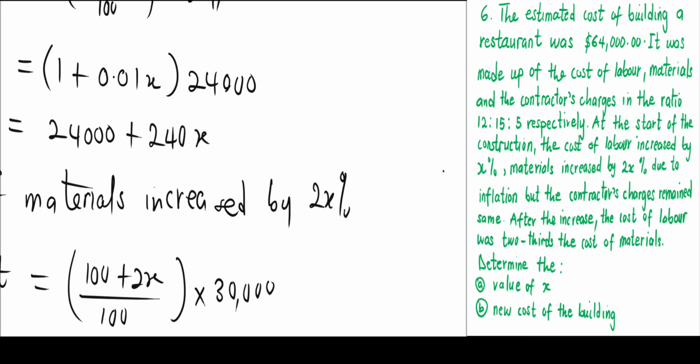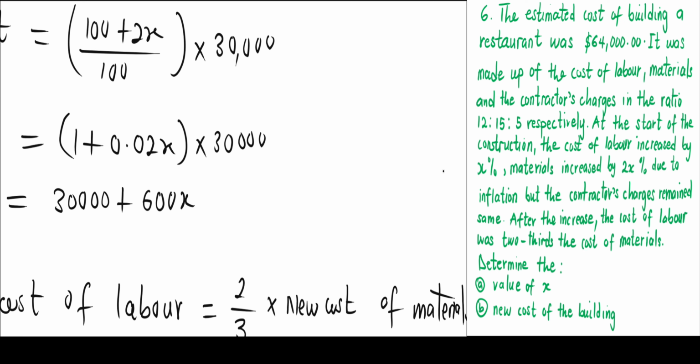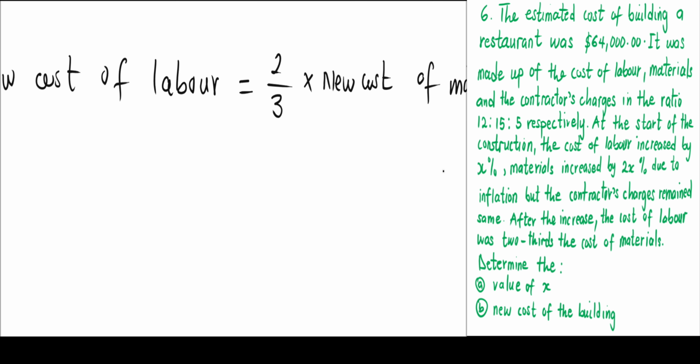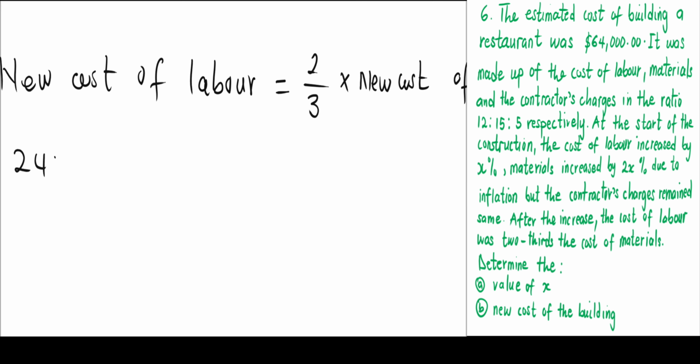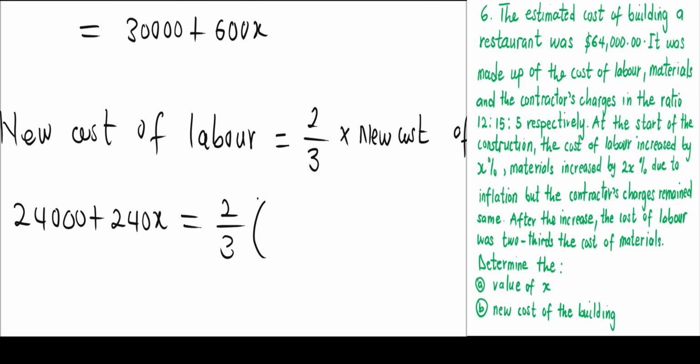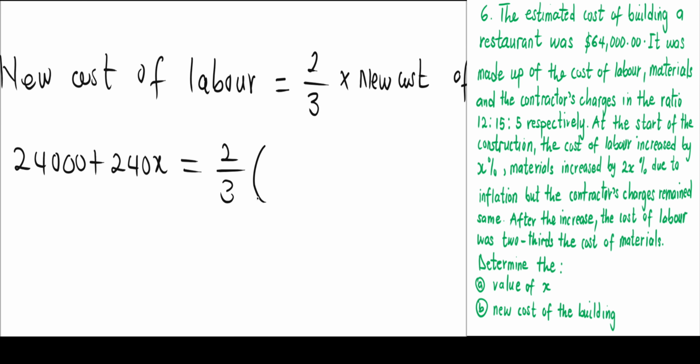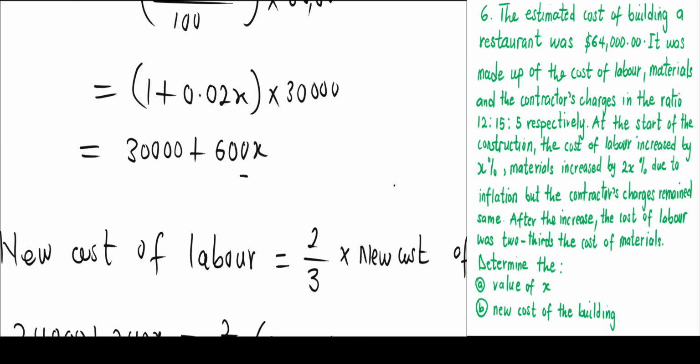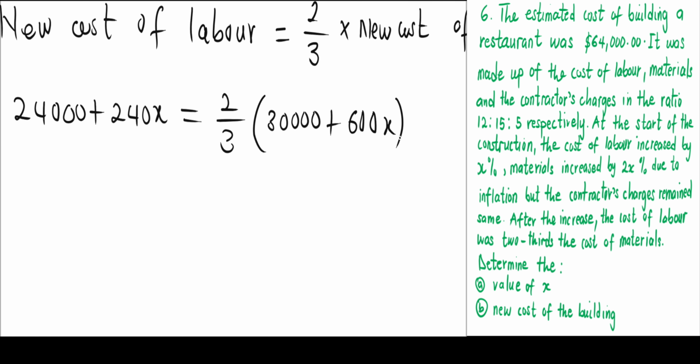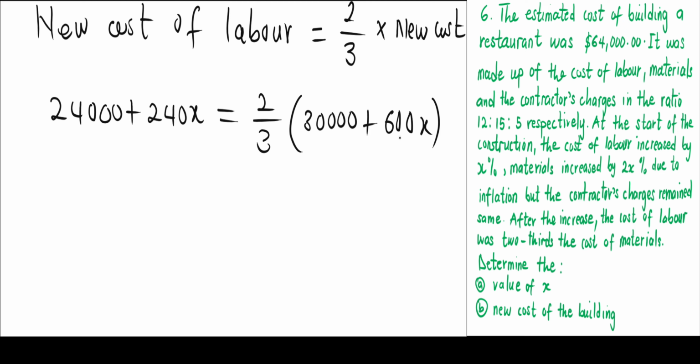All right, so let us go back and get the new cost of labor. I think we have 24,000 plus 240x. So we are going to get 24,000 plus 240x equal to two-thirds of the new cost of materials, which is 30,000 plus 600x. Let me check again. Good, it is here. All right, so this becomes the equation, and this will help you to find the value of x. So our LCM here will be 3.